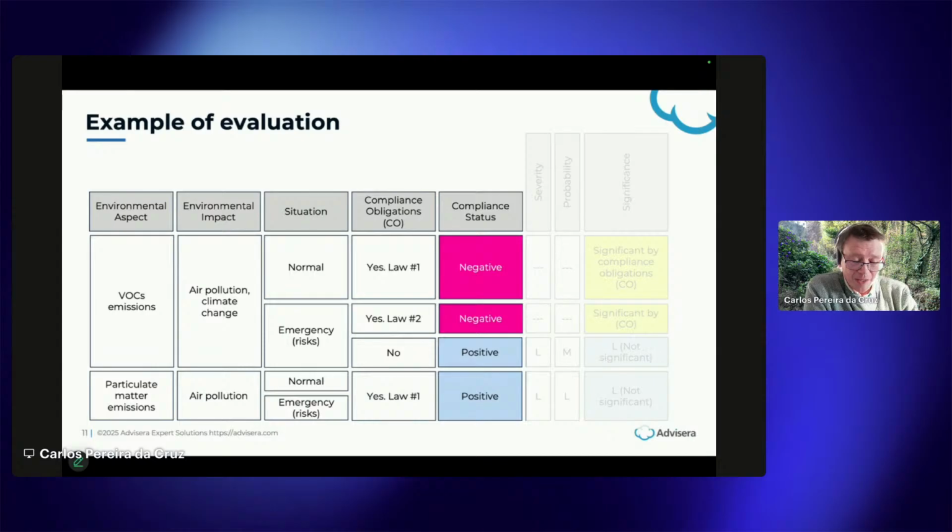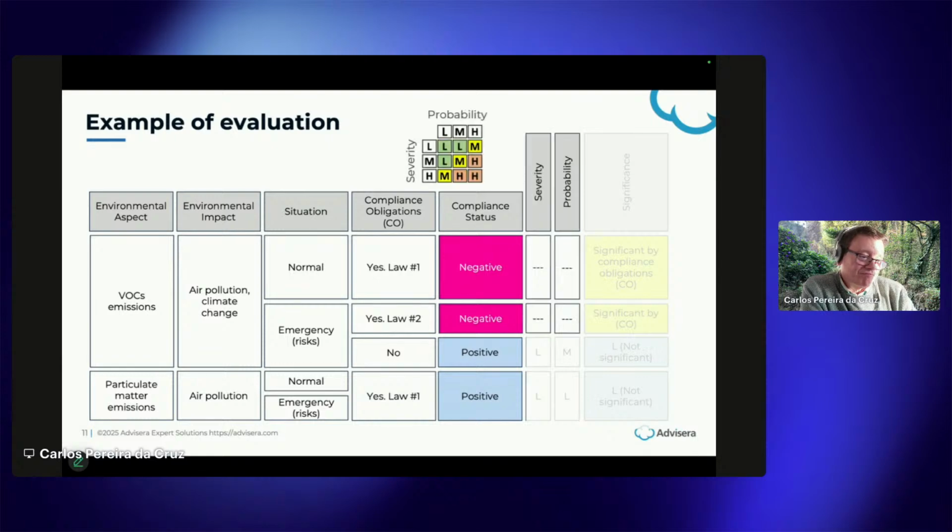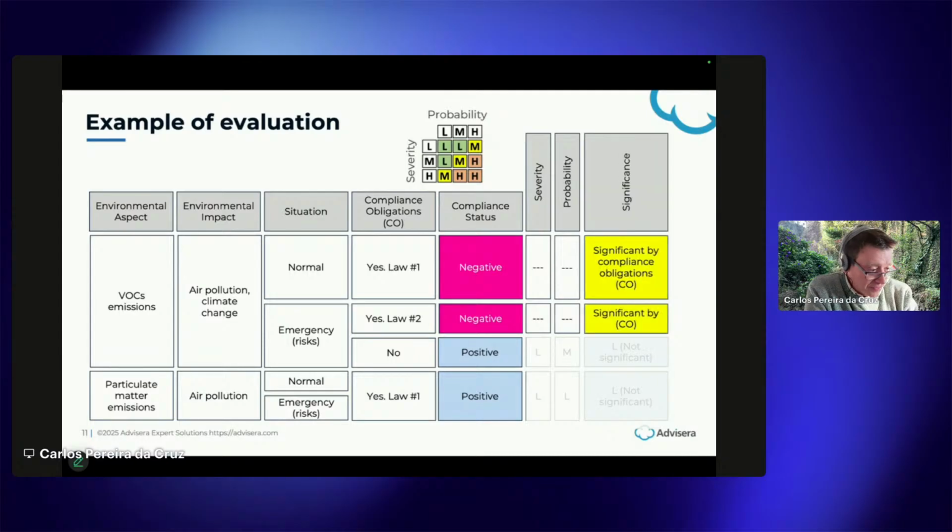Okay, so now let's do the evaluation. It's like this. If the compliance status is negative, it's automatically significant, because we are not complying with compliance obligations. So this is relevant. This is very, very critical. So we don't need to make any more evaluation. That is enough. But what about the other two, the positive ones?